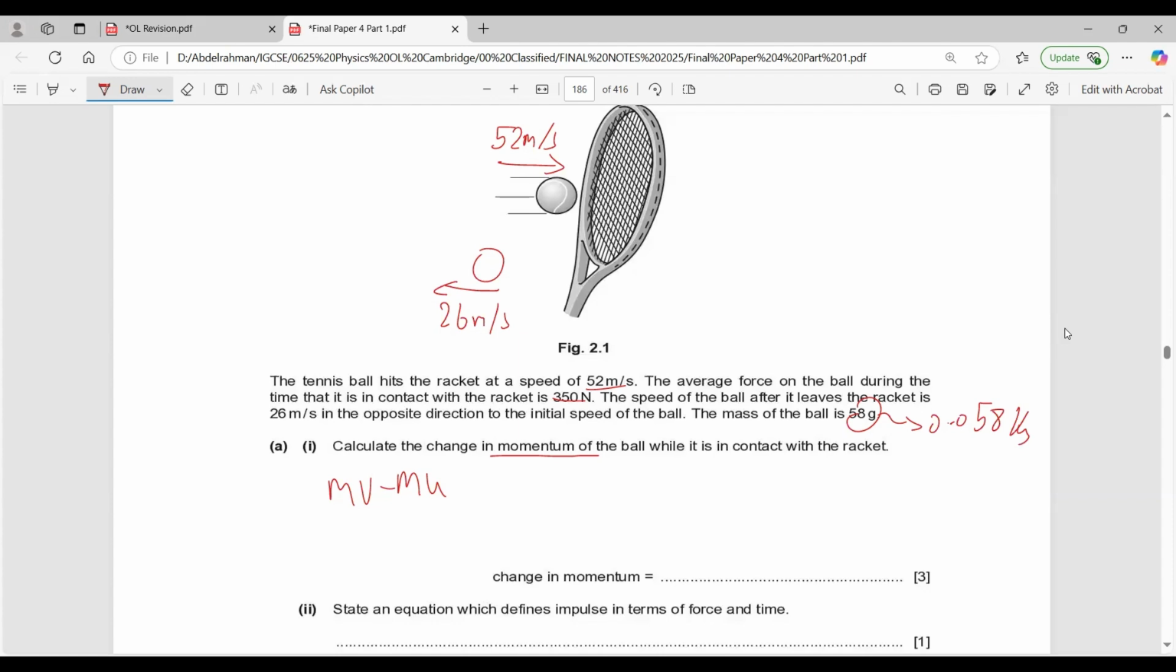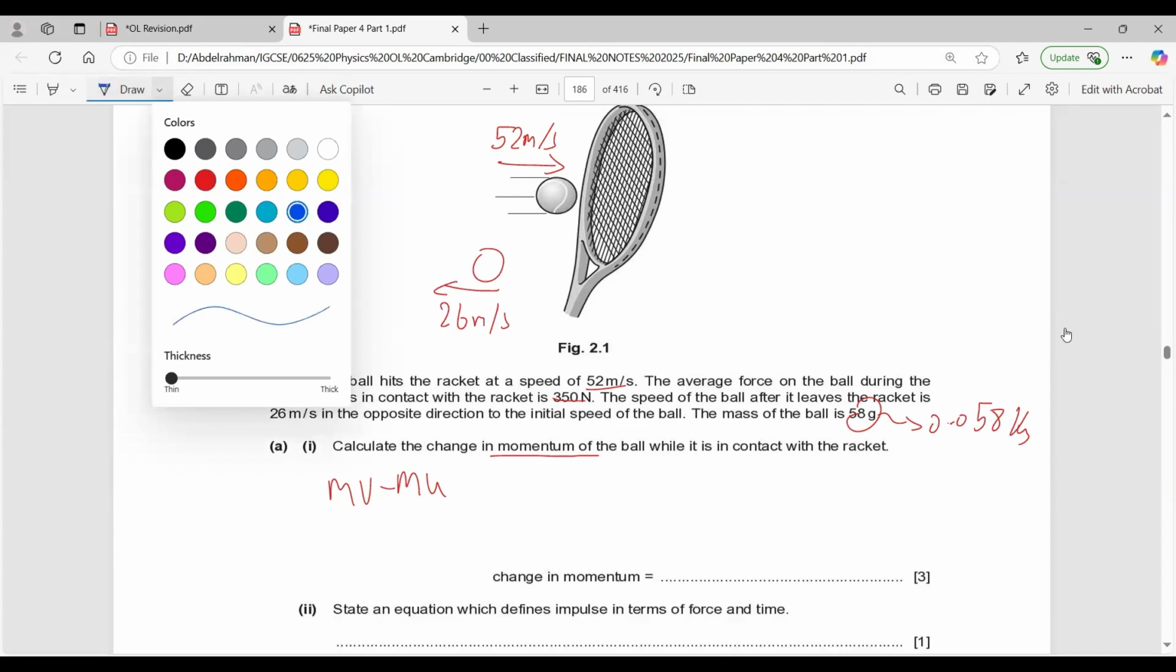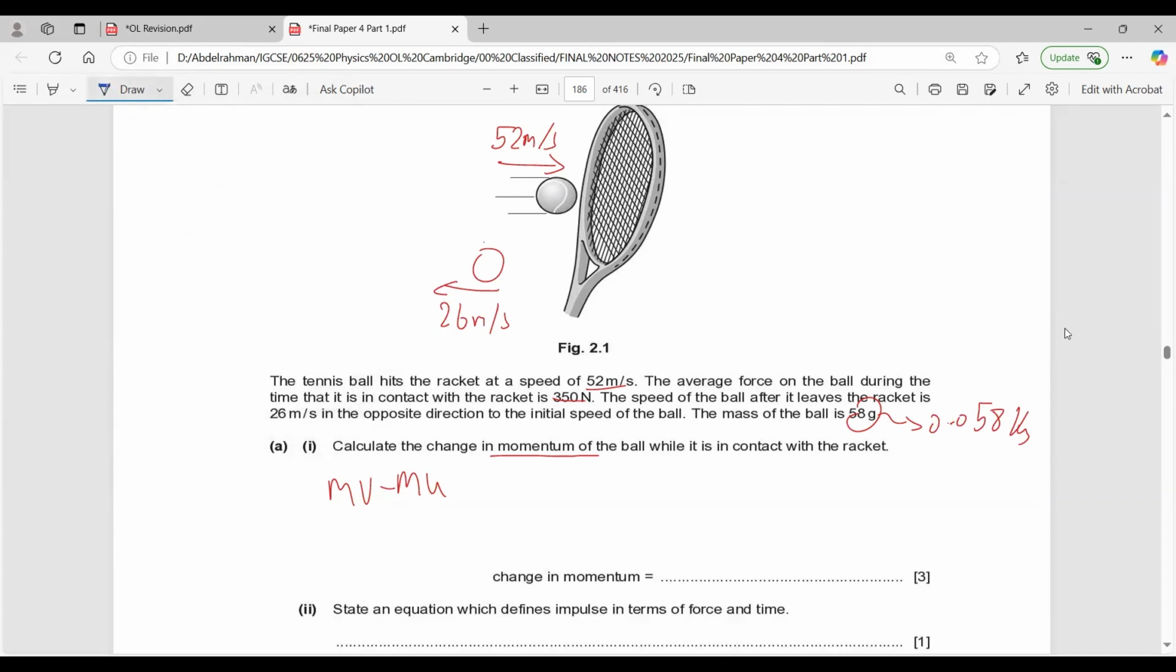Is that correct? You'd say no, that's wrong. Why is it wrong? Because the direction has changed. So you have to use, for example, 26 as negative. What happens if I use the 52, if I said that it was negative 52 and positive 26? Would it differ? No, it wouldn't differ. The final change in momentum would be positive or negative, it doesn't matter. We will ignore the negative sign.